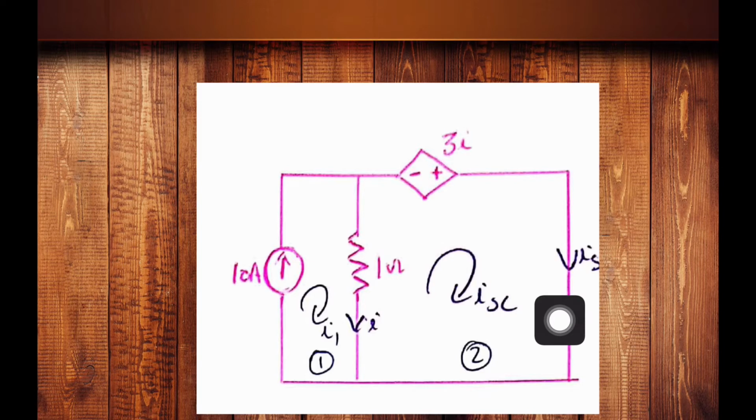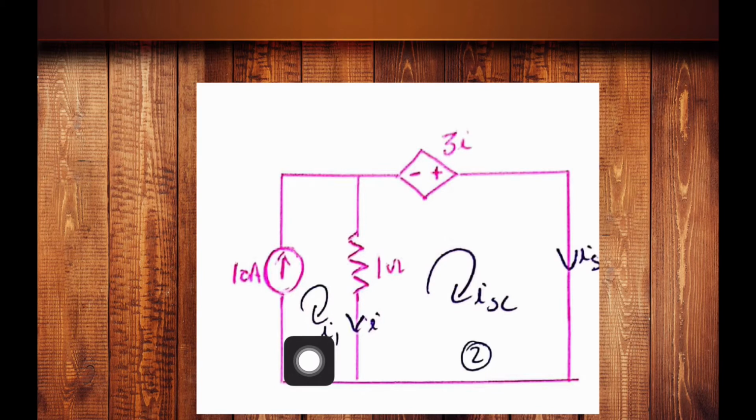Then by inspecting this network, you can see two loops. Let us consider this as the first loop and this as the second loop. ISC is the current flowing through the surface of the second loop. As you know, loop current is defined as the current flowing through the surface of a particular loop. Therefore, we can label ISC as the loop current in the second loop in clockwise direction, and let us label I1 as the loop current in the first loop in clockwise direction.